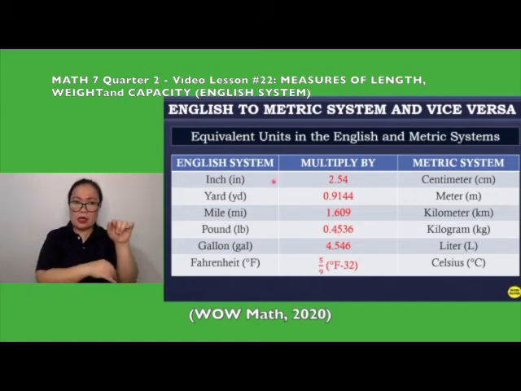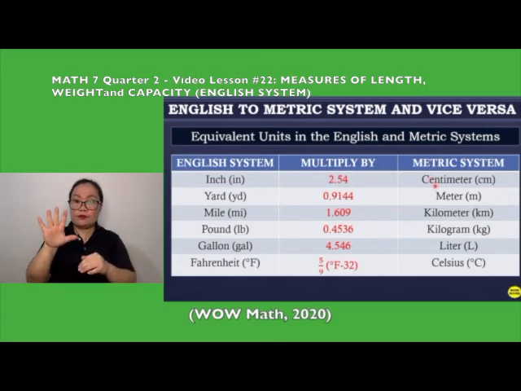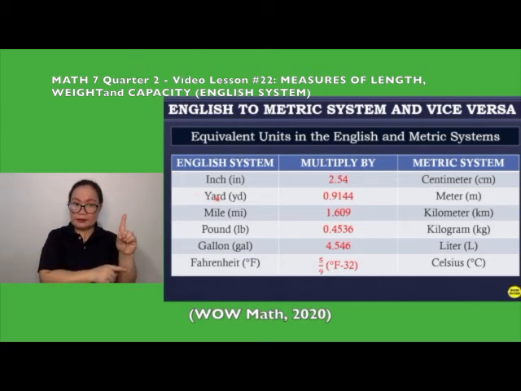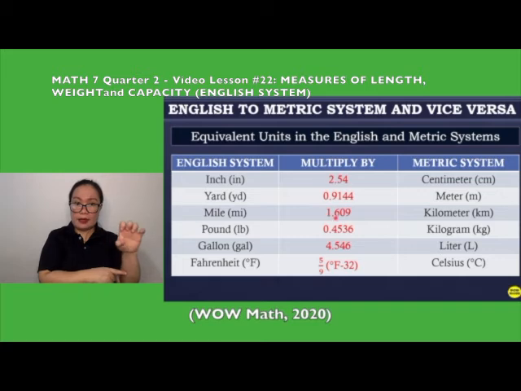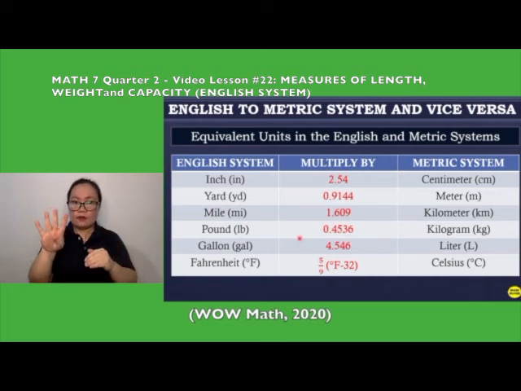So, yung 1 inch, so lahat ito 1. Lagi pong ganon, lahat ito ay 1. For every 1 inch, that is equivalent to 2.54 centimeters. Okay? For every 1 yard, sa English, that is equivalent to 0.9144 meters. For every 1 mile, that is equivalent to 1.609 kilometers. For every 1 pound, that is equivalent to 0.4536 kilograms. For every 1 gallon, that is equivalent to 4.546 liters.